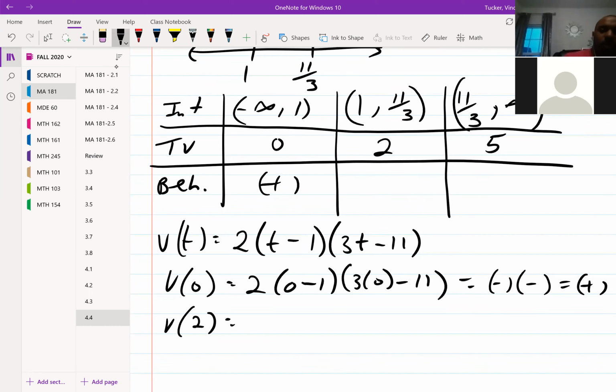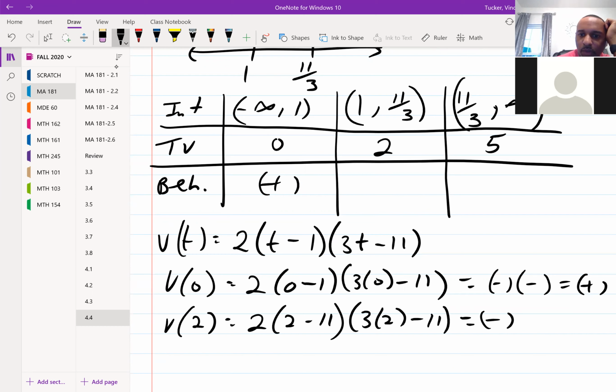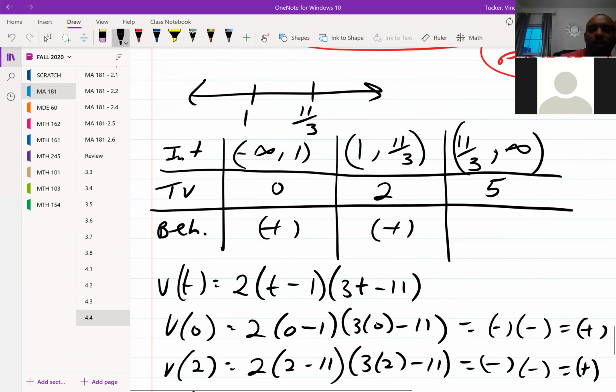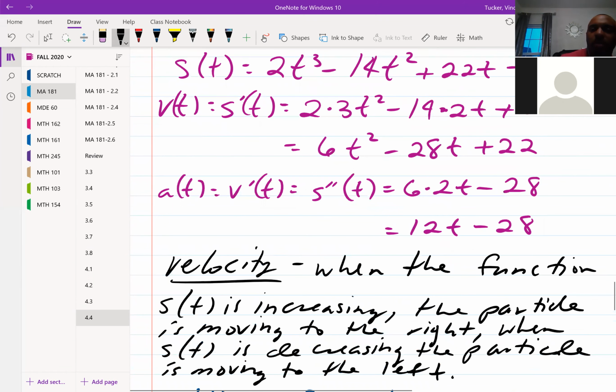Plugging in 2. That's going to be a negative 3 times 2, making sure I'm putting in the right stuff. 1 is greater than 2, 0. The result is going to be positive. Let me see, did I have a cubic equation? Yes, I did. Okay, I'm good.